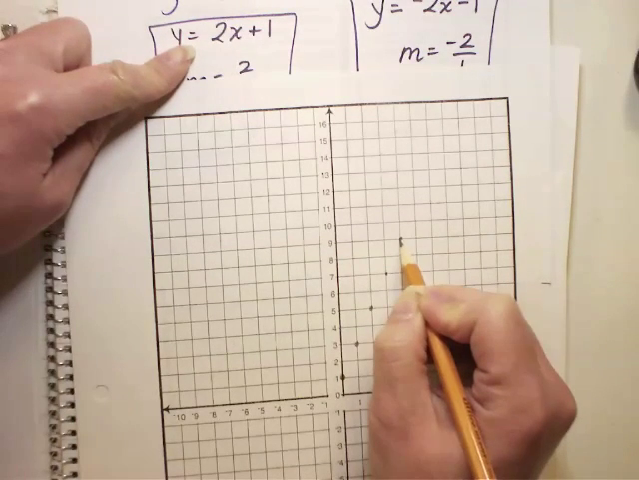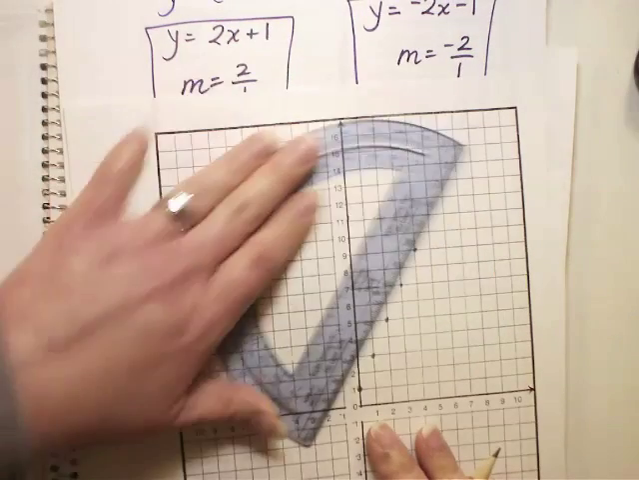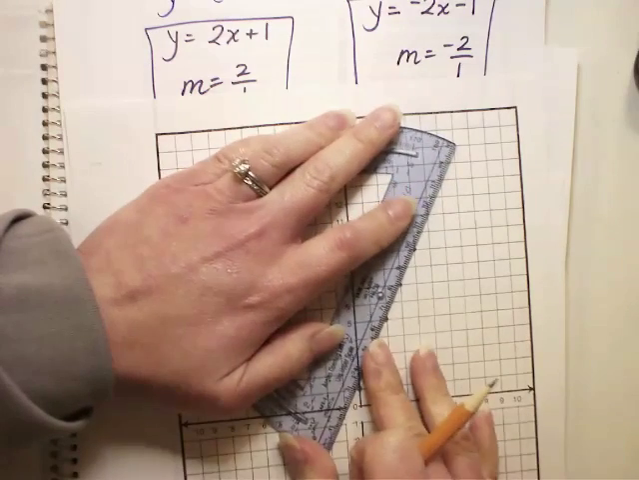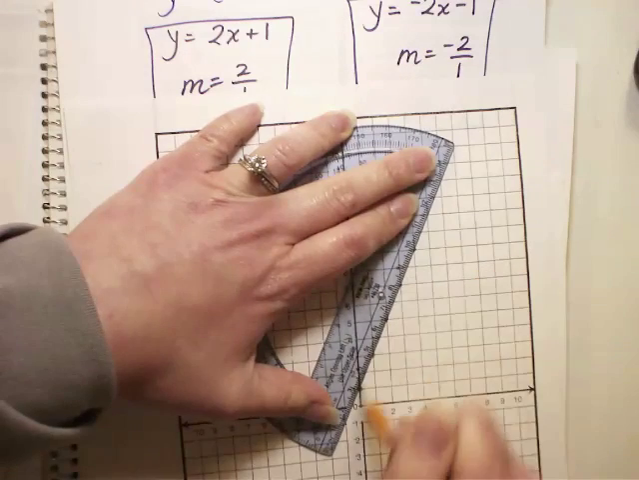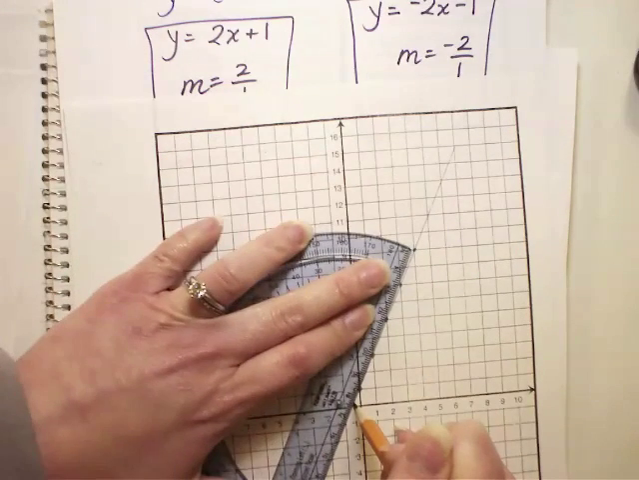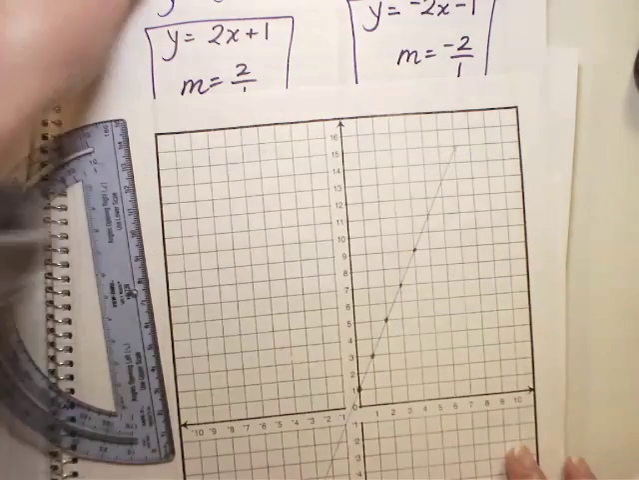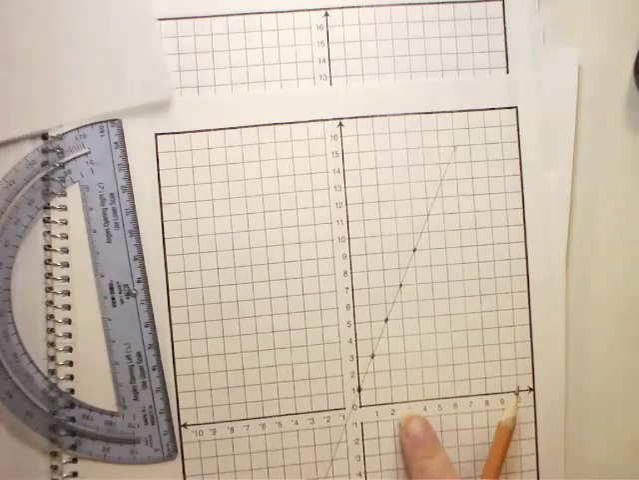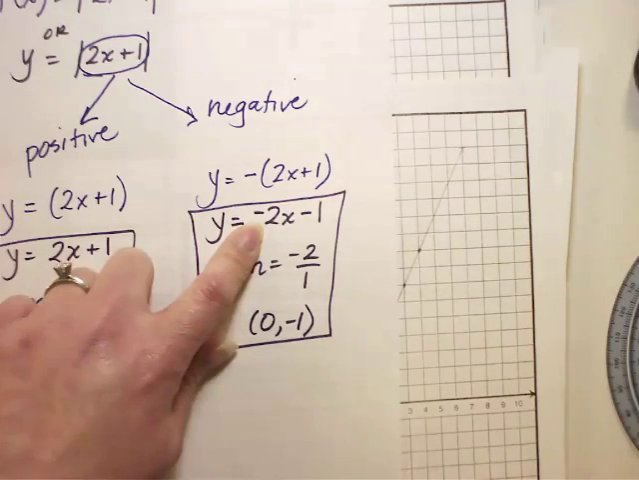Once I have that, I'm going to draw in my line with a straight edge. So make sure that you do have a straight edge handy. So here's my graph, and I'm going to draw this in pencil. Here's my first line, which is the positive line. If you take a look, you'll notice this is a positive line. Now I'm going to graph my second one, my negative case, on the same graph.